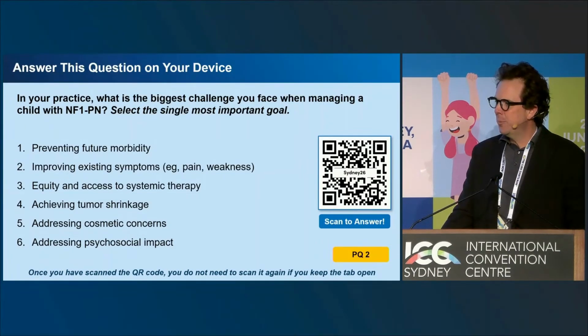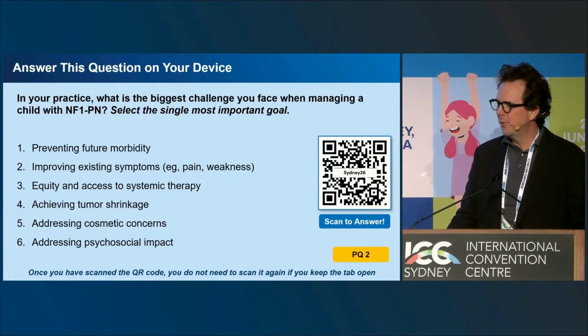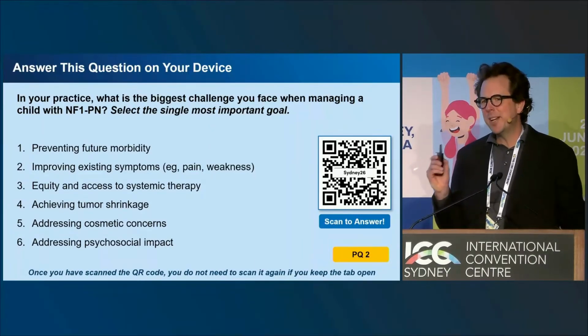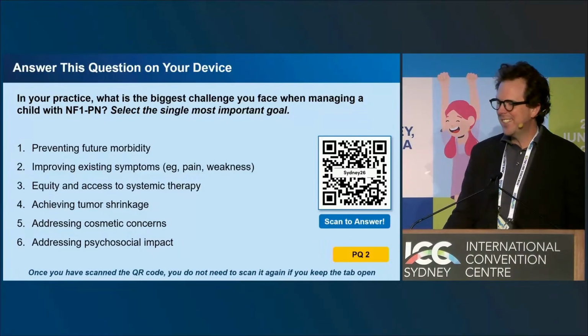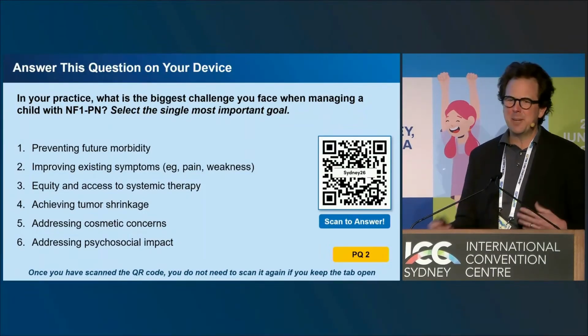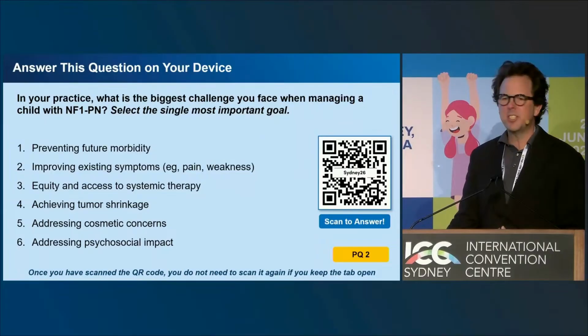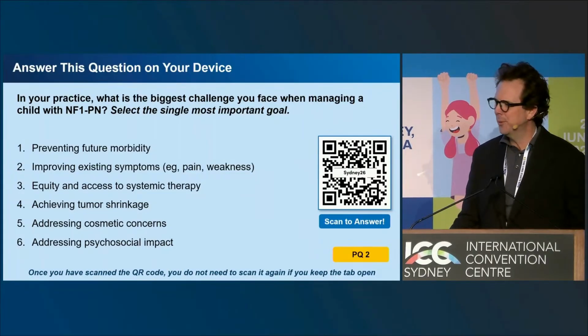Next question. In your practice, what is the biggest challenge you face when managing a child with NF1 associated with plexiform neurofibromas? Here you have to pick one answer, so you can't click all of the above here. So really interested from the audience to see how you approach this problem and where you see some of the challenges in your clinical practice as well.